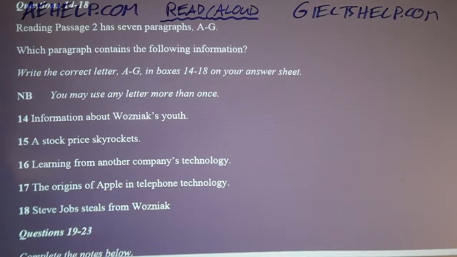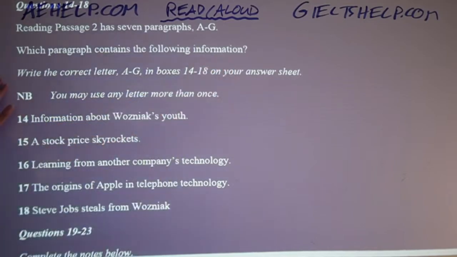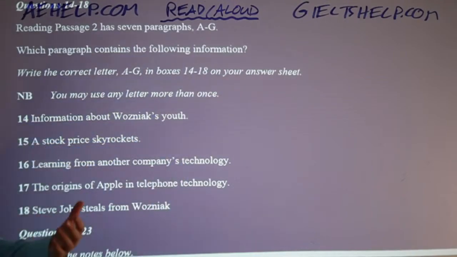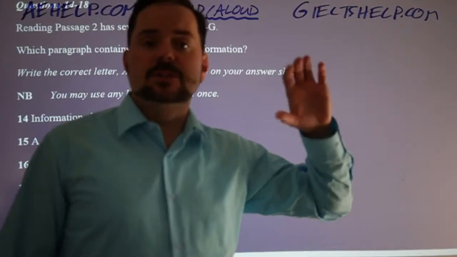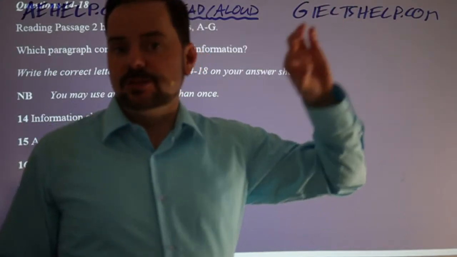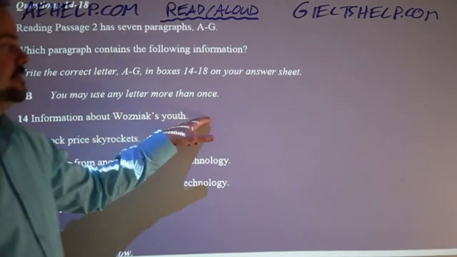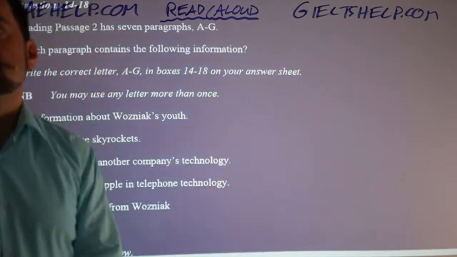All right, here we go. So which paragraph contains the following information? Write the correct letter A to G in boxes 14 to 18 on your answer sheet. In the computer-based exam, you don't write the letters, you just check the box. You'll see like a table and then you check the box when it's the correct one. So you'll see something like information about Wozniak's youth, and then you'll have A, B, C, D, E, F, G, and you have to check the correct one or tick the correct one, okay?